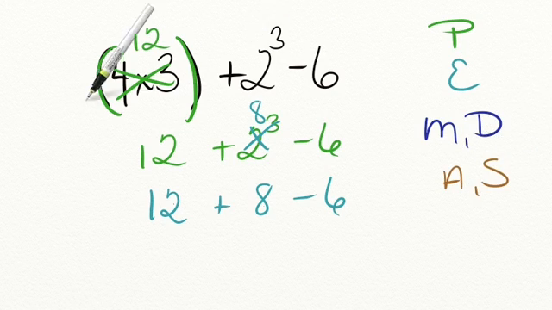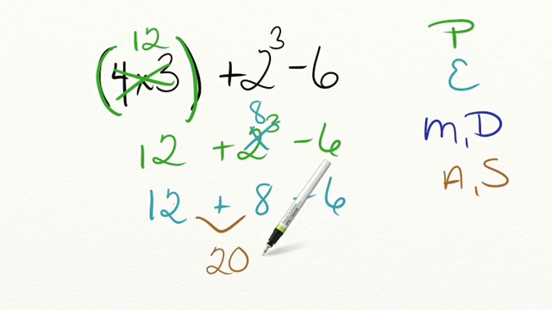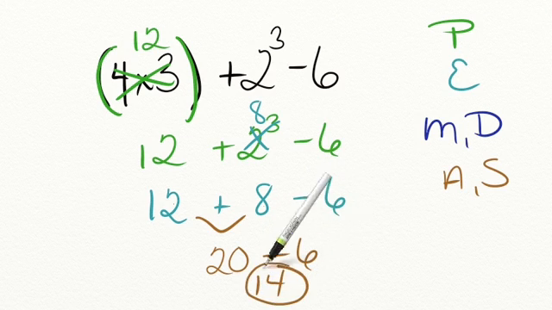For addition and subtraction, we're going to start on the left and move to the right through the equation, just like reading a book. So we're actually going to start with 12 plus 8. 12 plus 8 equals 20. And once again, we have to rewrite our equation. And now we have 20 minus 6 equals 14. And that's all there is to it.